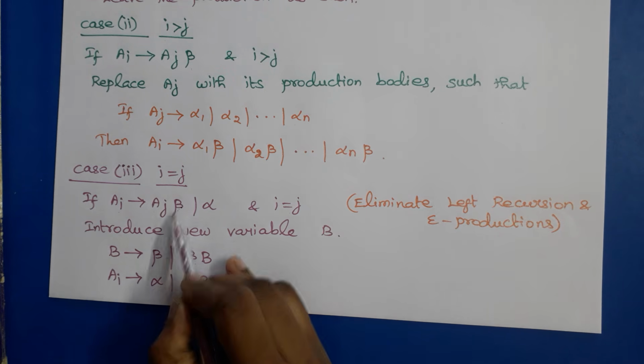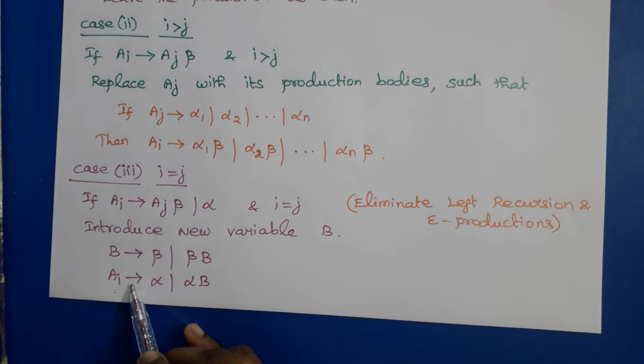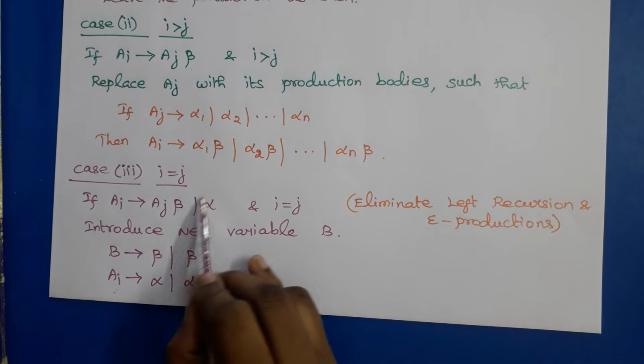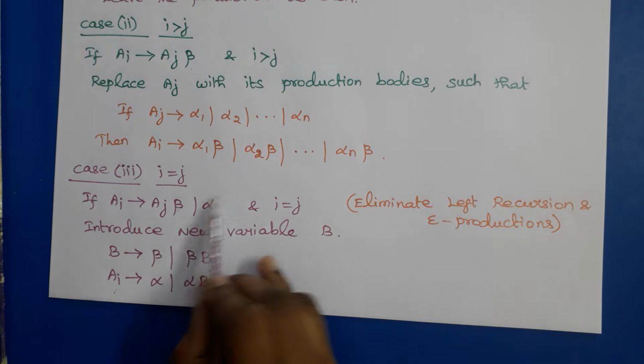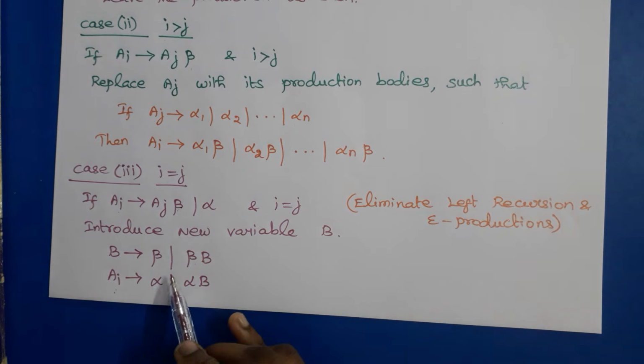So B tends to beta bar, beta B. Then A_i tends to write all the non-left recursive productions. Here in this example we have only one non-left recursive production, so we need to write alpha, then rewrite the same alpha with the new symbol B at the end. So alpha bar, alpha B.